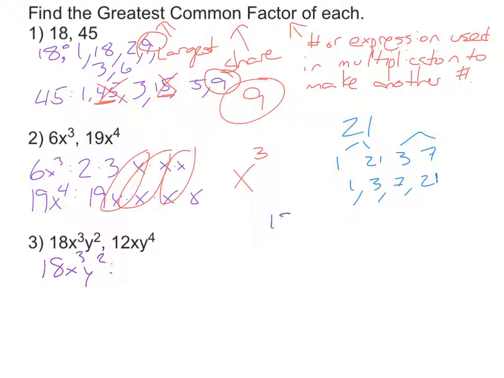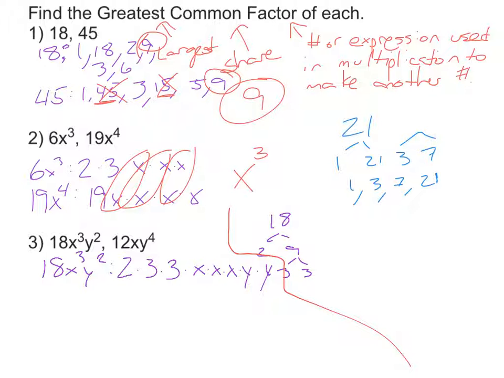18, if I were to do a prime factorization, I can do a factor tree. I can take a 2 out, and I'm left with 9. And 9, not prime, gives me 3 and 3. So this is 2 times 3 times 3 times x times x times x times y times y. All right, let me cordon that off over there. All right, and then let's do that same thing for the 12.